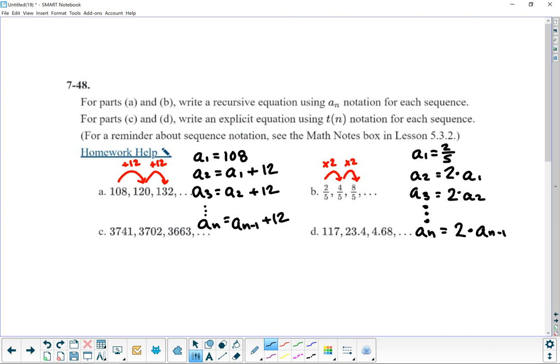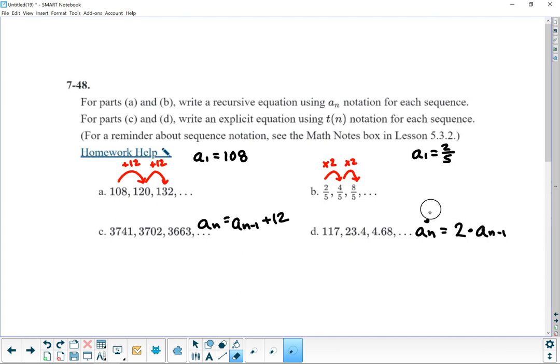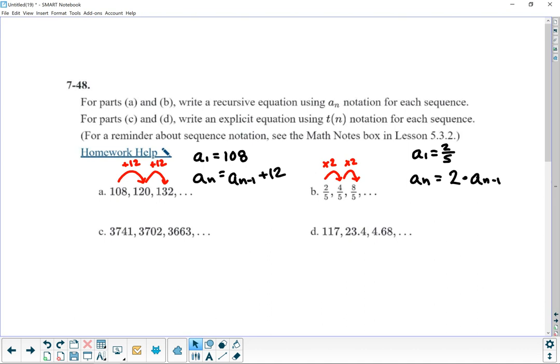C and D says, for part C and D, write an explicit equation. Okay. And for the recursive, remember, you don't need to write all of these. I actually did a bunch. But for recursive, you really just need to do the first one and the next one, like that. First one and the next one. So this fits more with the recursive: A1 and then what's AN. Okay, I wrote a couple extras just to help you see what's going on. So for these two, we need to write an explicit.